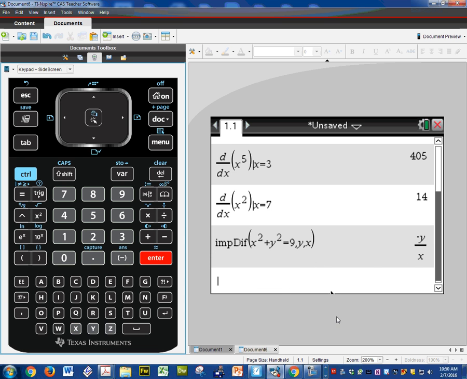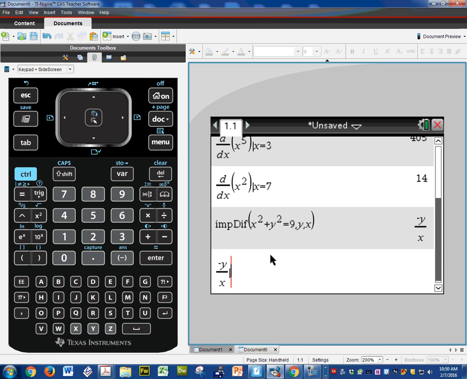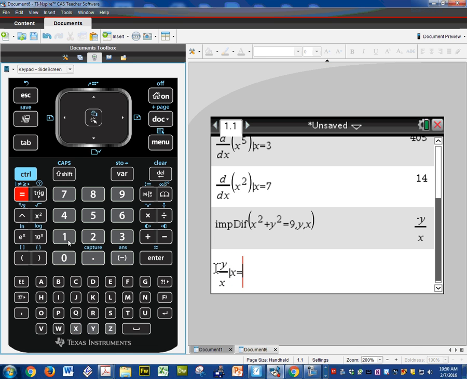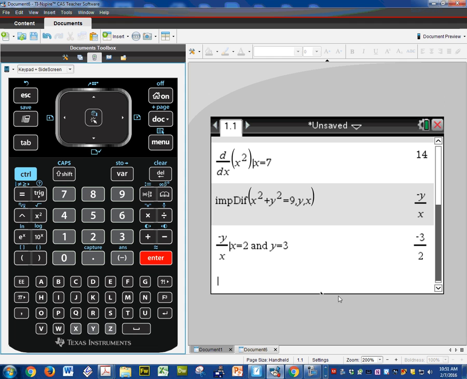How would I evaluate at a point? Probably the easiest way would be to go up, enter, evaluate when x equals, let's say, 2, and let's see if this works, y equals 3. Maybe there's a space here. And that's it. So you can do that.